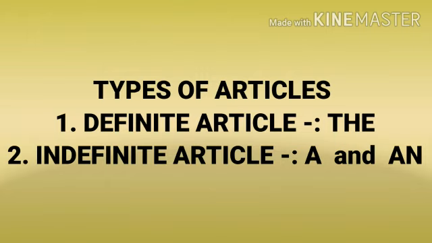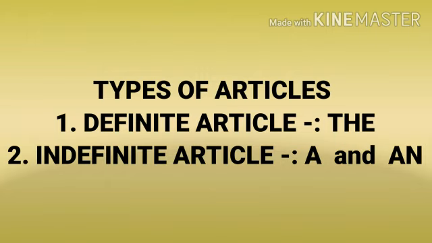Articles can be divided into two parts. The first one is the definite article, that is the. Definite means something you are sure about. The second one is the indefinite articles, that is a and an. Indefinite means something you are not sure about. In today's class, we will learn the uses of indefinite articles, that is a or an.